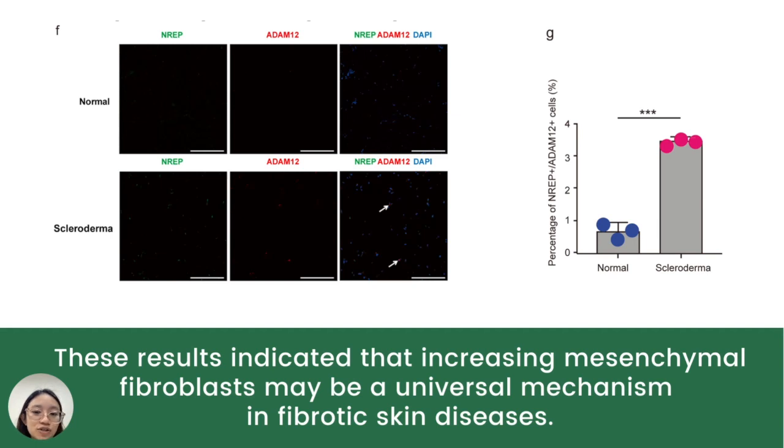Immunofluorescence staining results showed that the proportion of ADAM12 plus NREP plus cells was higher in scleroderma tissue than in normal control tissue. In summary, these results indicated that increasing mesenchymal fibroblasts may be a universal mechanism in fibrotic skin diseases because it was also observed in scleroderma.